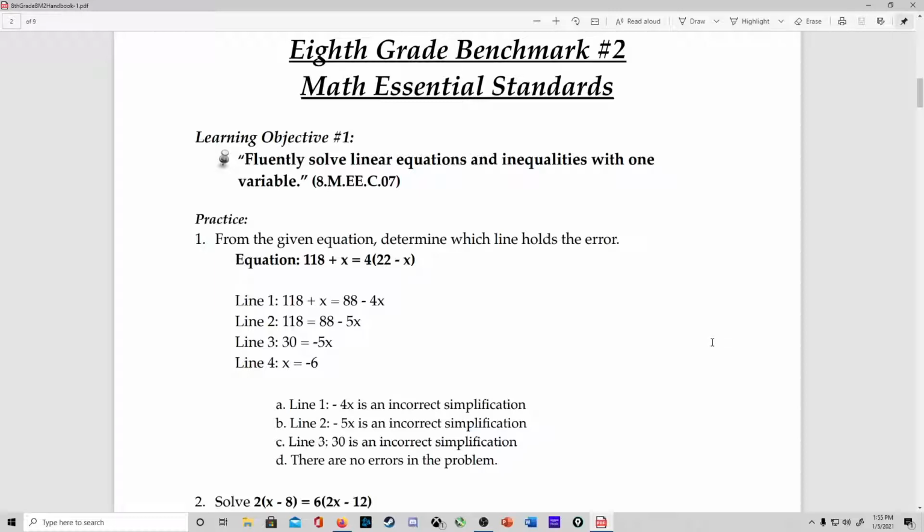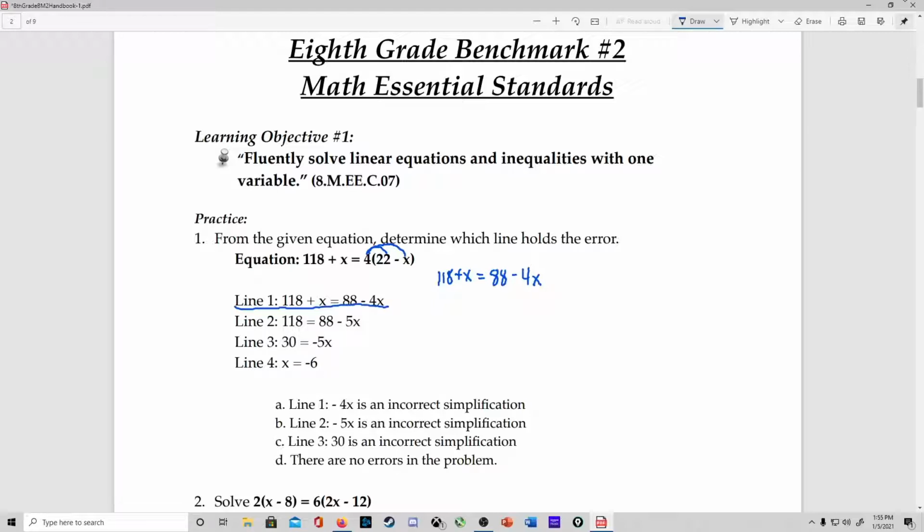So if we look at the original equation, then we know to start out that we need to distribute the 4 times 22. So we need to distribute this, and then we need to distribute it here as well. So if we were to do that, we would rewrite that step as 118 plus x is equal to 4 times 22 is 88 minus 4x. So we look at line 1, and it says 118 plus x equals 88 minus 4x. So we did that right. We're confident. So that means line 1 is correct.